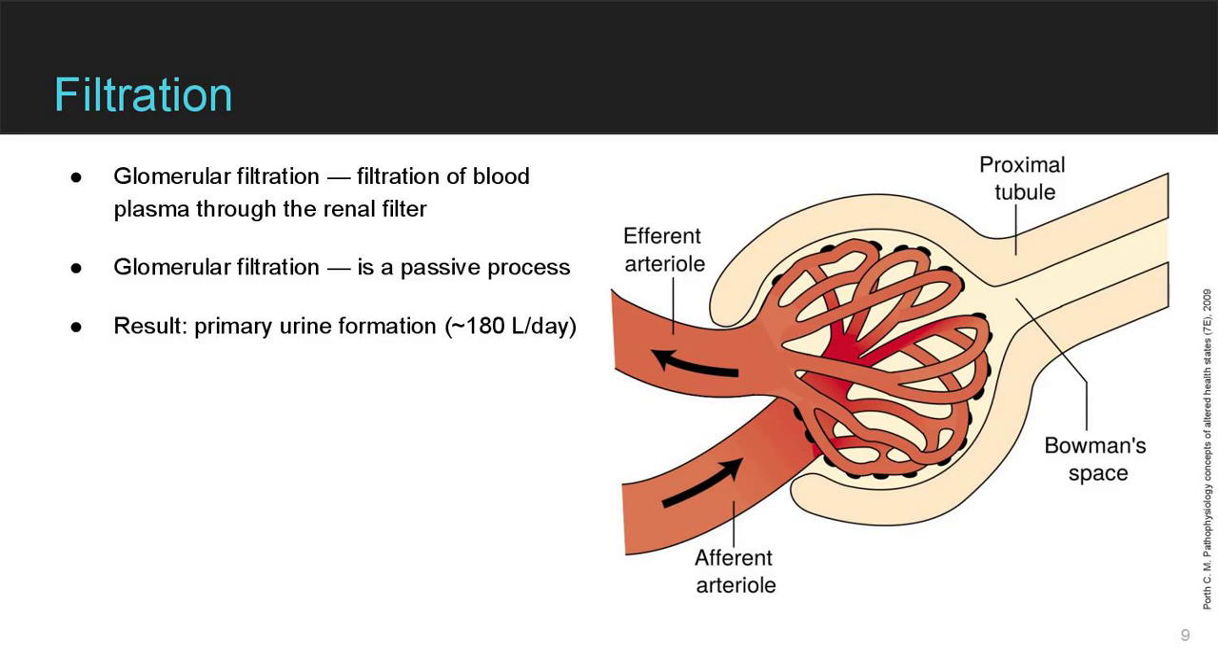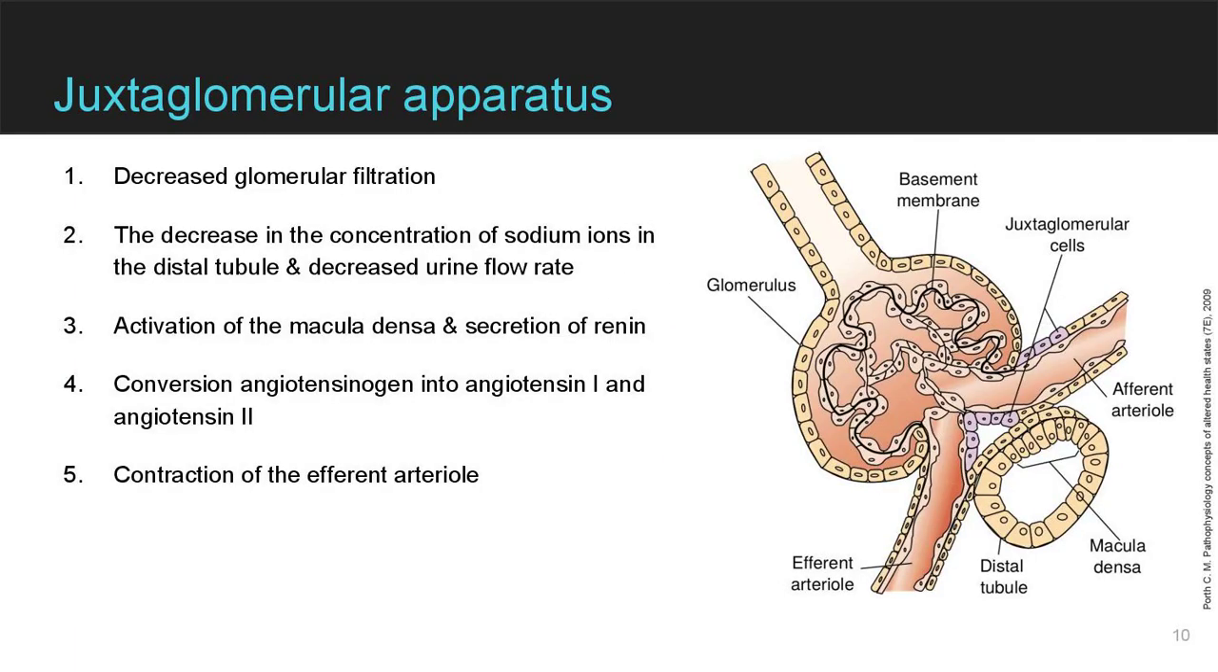Juxtaglomerular apparatus here. This one. The main idea of regulation of urine formation: our kidneys, our nephrons, have to know, do they have to increase filtration pressure or not? So how does it work?